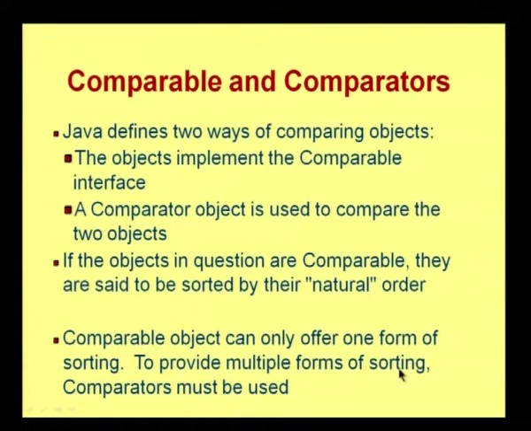To provide multiple forms of sorting, comparators must be used. So if I say comparable interface, we have a method in that which is going to compare. In that case I can only use one particular type of sorting, whereas if I am using comparators, I can go in for any method whichever I like. I can have two or three mechanisms to do it.